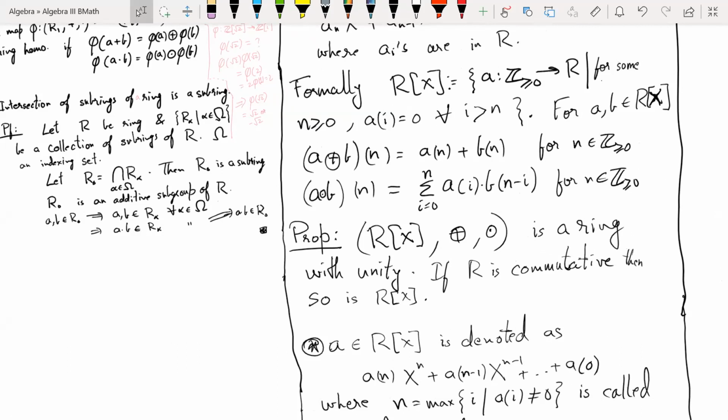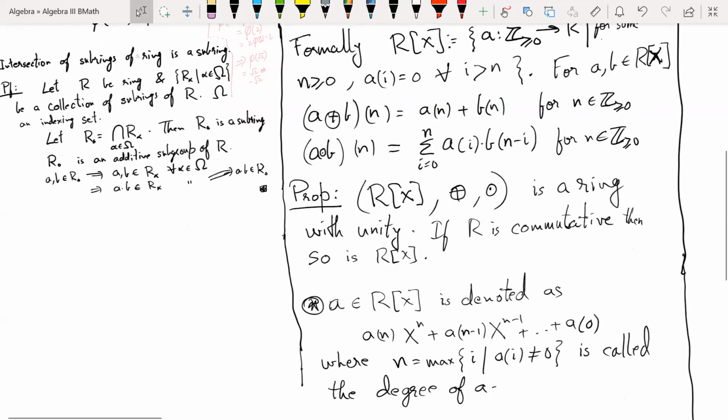So the first statement is that R[x] is a ring with unity, and if you assume R is commutative, then R[x] is also a commutative ring with unity. This I already said. This n is called the degree of A, which of course we know is what the degree of the polynomial is called. So maybe this is a good time to take a break. We'll do a 5-minute break, and then we will start with the proof of this proposition.